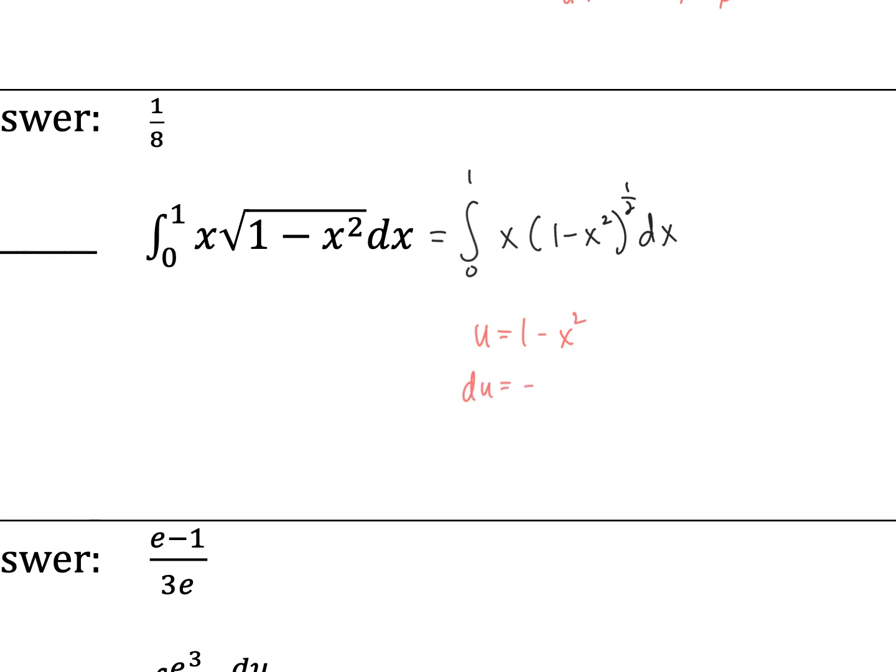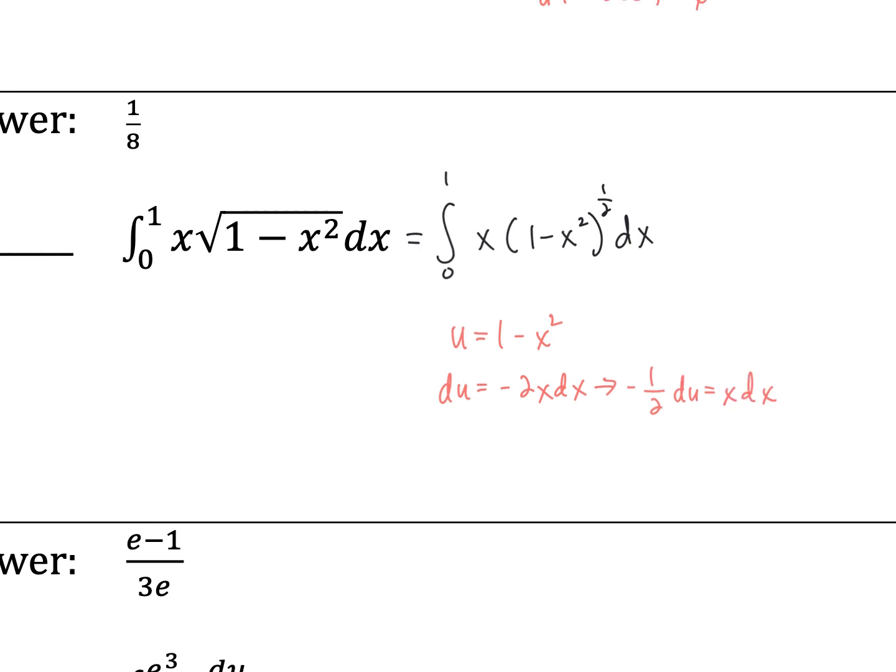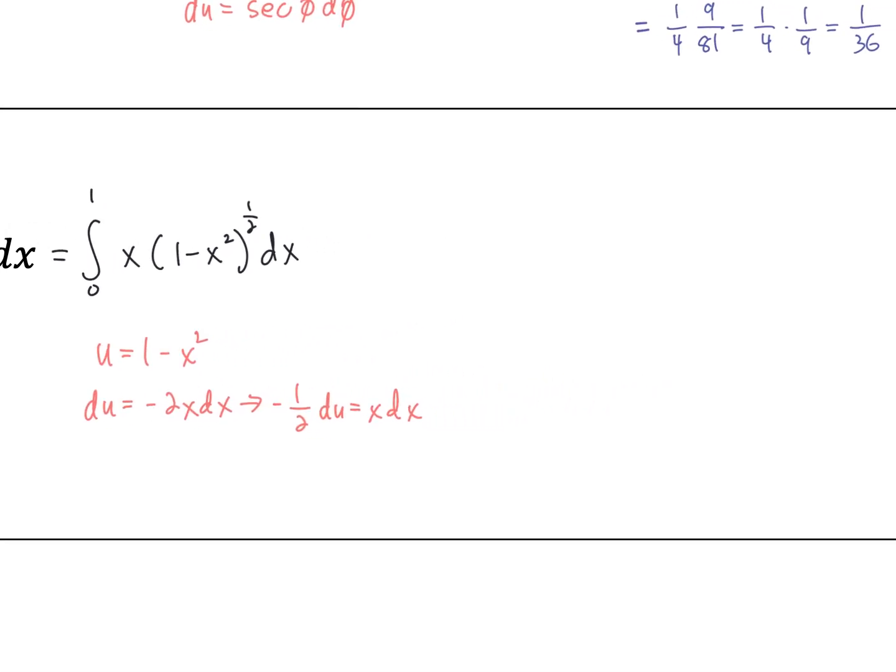Here we have a negative 2x dx, but here we only have an x dx, so we get rid of that negative 2 by multiplying by negative half. And then now we can substitute directly. Alright, so I'll pull that negative 1/2 out. And then this just becomes u to the 1/2 du.